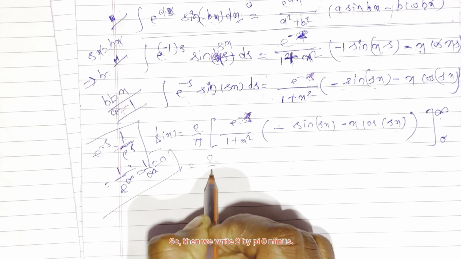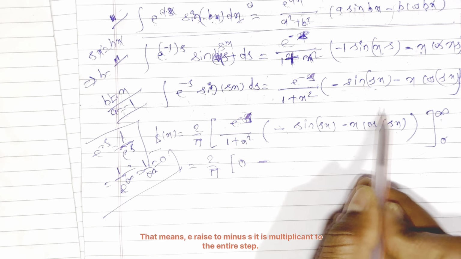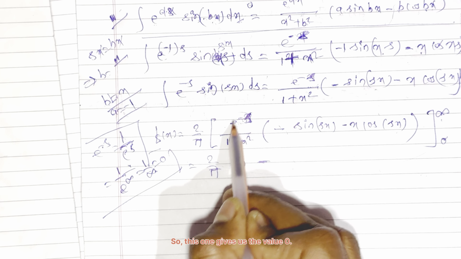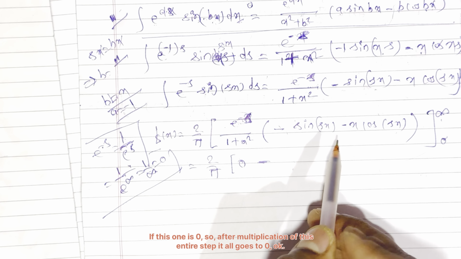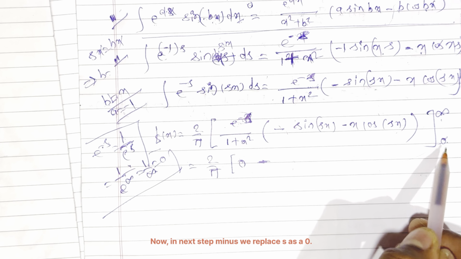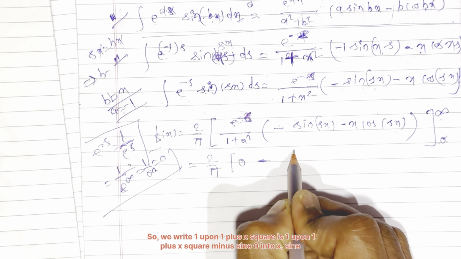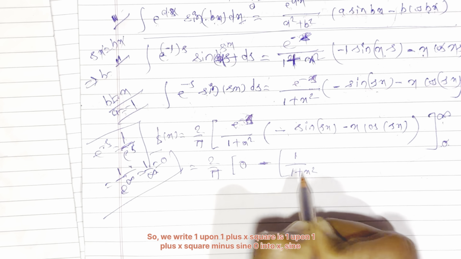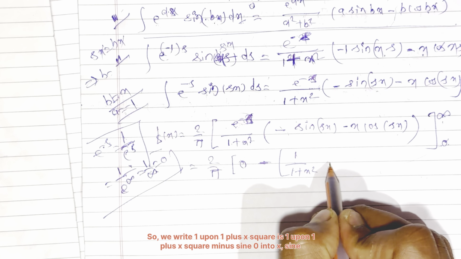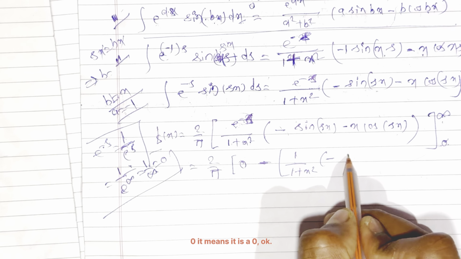So then we write 2 by pi times 0 minus, that means e raised to minus s is multiplied with the entire step. So this one gives us the value 0. If this one is 0, then after multiplication the entire step goes to 0. Now in the next step, we replace s as 0. So now see that e raised to minus 0 means 1. So we write 1 upon 1 plus x square, minus sine 0 into x. Sine 0 means it is 0.